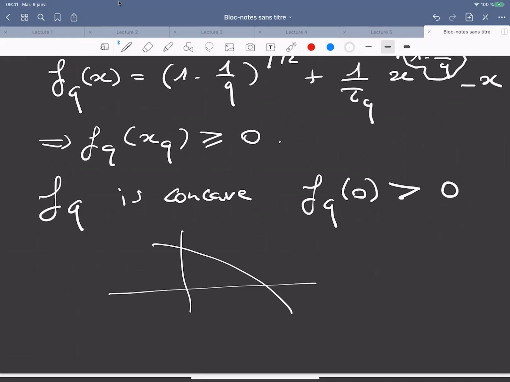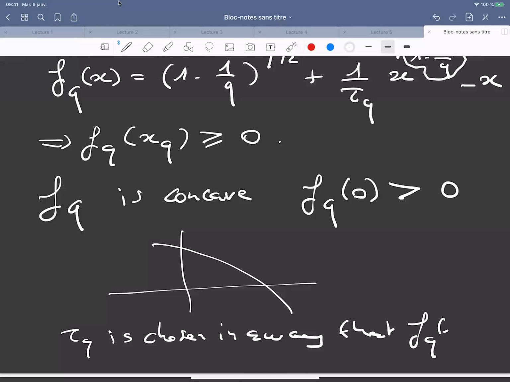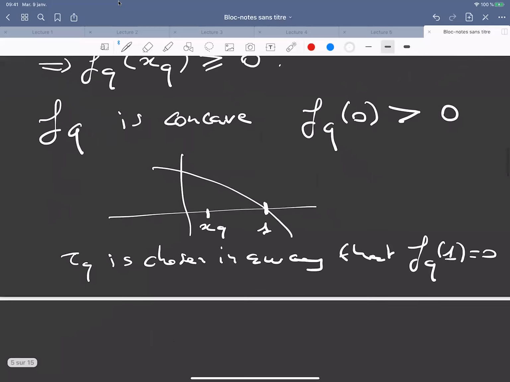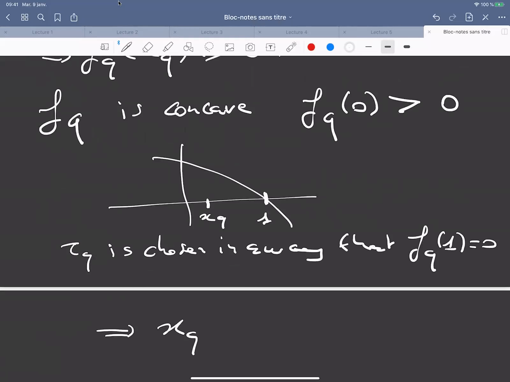And tau q is chosen in a way that fq is equal to 0 at point 1 here. So as you see in this picture, the fact that fq at point xq is non-negative means that xq is somewhere here. So it's less than 1. And the proof is over.